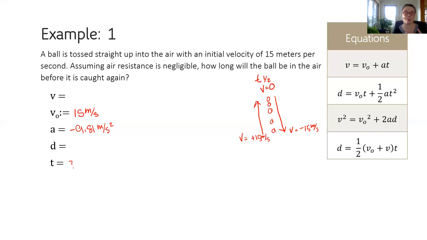We can solve this problem by breaking it into two. We can say, well, how long does it take to get to 0? And then double that. Or you can say, well, I know velocity going up was 15 meters per second at the start. And at the end, our final velocity over here is just in the opposite direction. How do we calculate it? So it's really quite easy. So we'll go with this version.